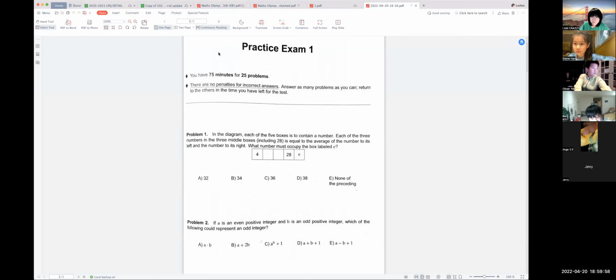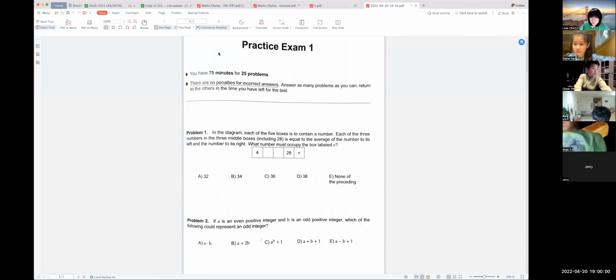We have problem 1. In the diagram, each of the 5 boxes contains a number, only one number, but this number doesn't have to be one digit, it could be 28 or something like that. Each of the 3 numbers in the 3 middle boxes, including 28, is equal to the average of the numbers to its left and right side. What number must occupy the box labeled E? Okay, everybody, take a look at this one.